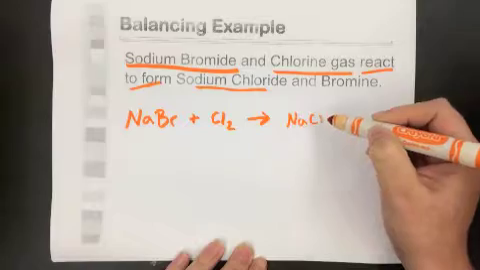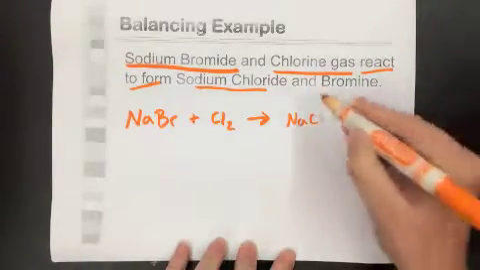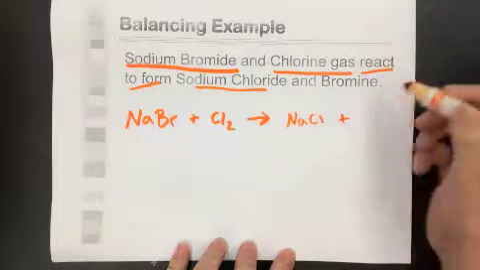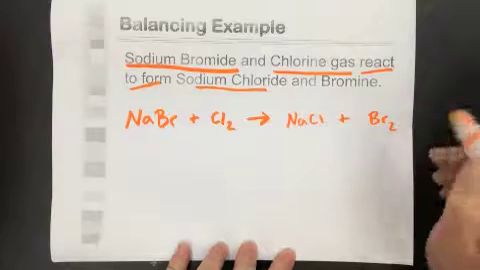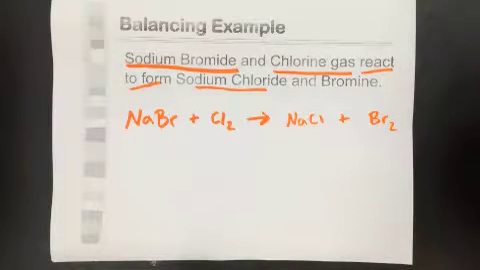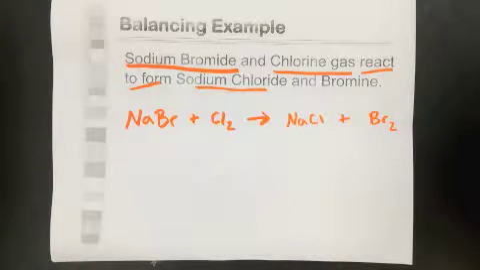Again, both of them have a charge of 1, so all you need is to crisscross and you get NaCl. And is a plus sign, bromine. And bromine again is a diatomic, so you're going to put a subscript of 2. So what this is called is your skeleton equation, meaning it's not showing conservation of mass. It's just showing what chemicals are involved. So your job now is to balance it.